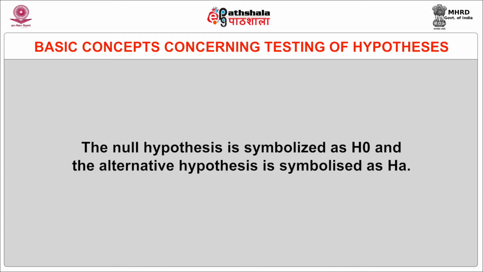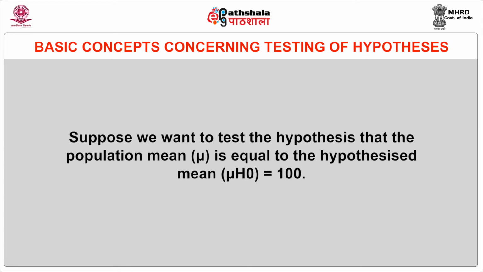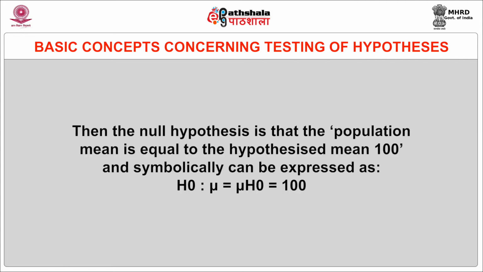The null hypothesis is symbolized as capital H with a small o, and the alternative hypothesis is symbolized as capital H with a small a. Suppose we want to test the hypothesis that the population mean, that is mu, is equal to the hypothesized mean, that is mu H0, equal to 100. Then the null hypothesis is that the population mean is equal to the hypothesized mean 100, and symbolically can be expressed as null hypothesis colon mu is equal to mu H0 is equal to 100.